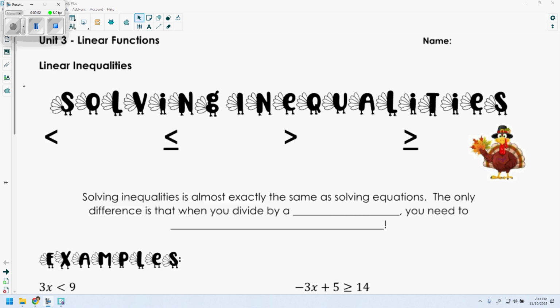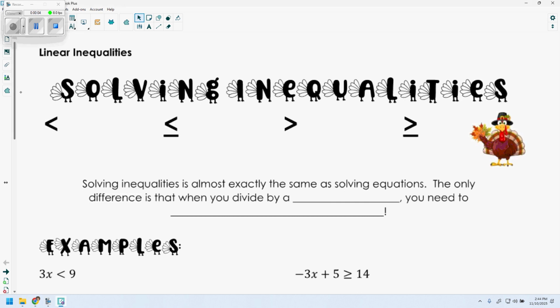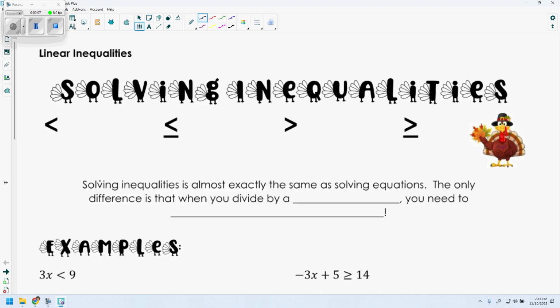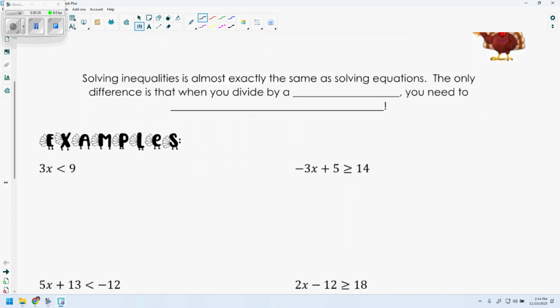Okay, we are going to be solving inequalities today. We get a break from word problems, so that's awesome. Inequalities are these symbols right here, so it's just going to be like solving equations, except you're not going to have an equal sign. You've got less than or equal to, and greater than or equal to. And solving inequalities is almost exactly the same as solving equations.